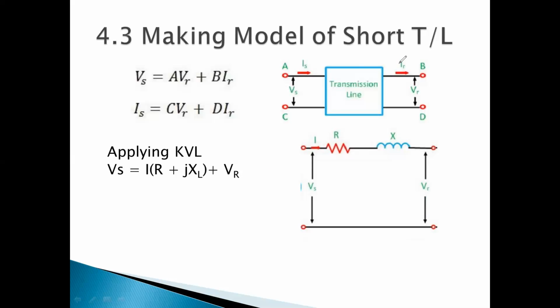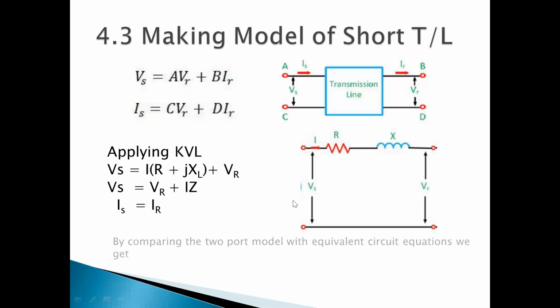Okay, so we apply KVL over here, and then Vs is equal to VR plus Iz. I just change R plus JXL, the impedance, to Z. I replace the value over here with impedance, and we denote it by Z. As we know, Is is equal to IR, I have explained, because it's a series circuit. So sending end current is equal to receiving end current. I have explained it before.